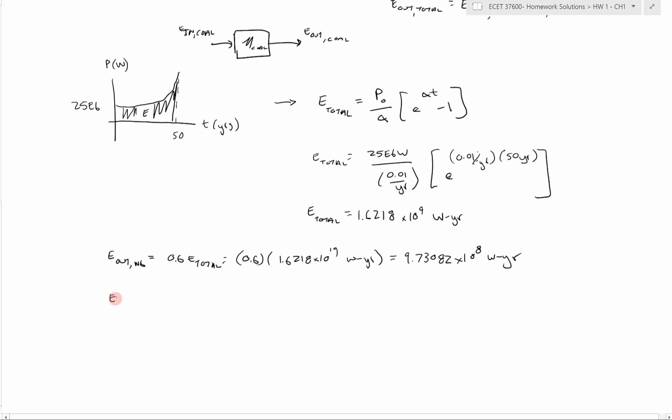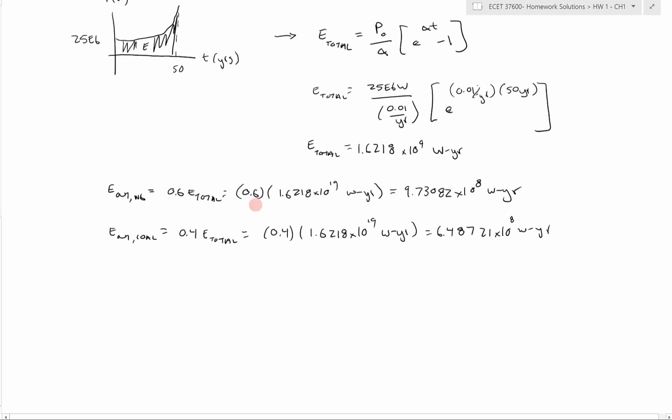And then I've got E out in coal. That's got to be the rest of it because there's only two sources in this fictitious power system. It was 40% of the total, so I can multiply by 0.4 or I could do a subtraction. Both will work. I'm going to do the multiplication just because that's how my brain thinks. So we do that multiplication and you get 6.48721 times 10 to the 8th watt years. And so those are the outputs.